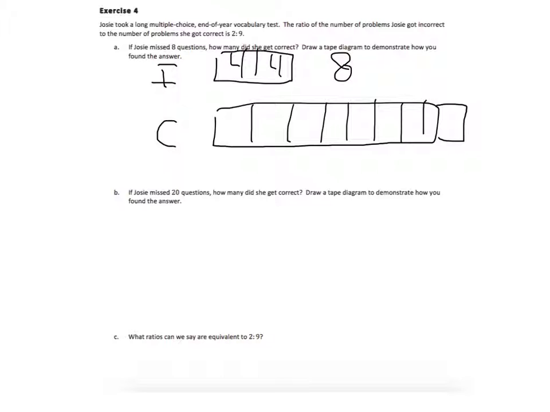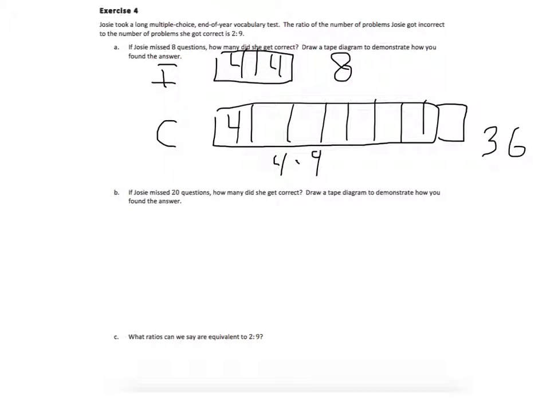Well, that means then that we need to have 4 in each of our boxes on the bottom. And since there's 9, it's going to be 4 times 9. And we then will get 36 correct. So she would have gotten 36 correct, because it would be 4 times 9, since there's 4 for each section of the tape diagram.